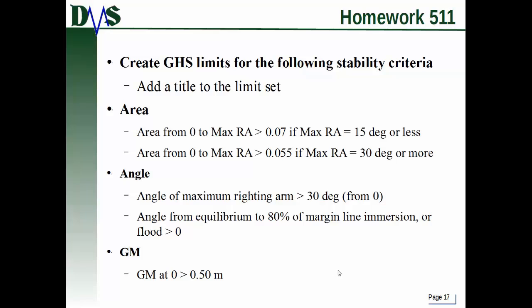So what we're doing here is we're saying that from equilibrium point to these two key locations, what we're really saying here is that at the equilibrium point, you can't be 80% of the way to margin line being submerged, and you can't have any of your flood points underwater. Because if both of these are not happening right now, then it will be an angle of greater than 0 from equilibrium to these 2 points. Last thing to specify is the GM value. Is the GM at 0 degrees must be greater than 0.5. So have fun with those.